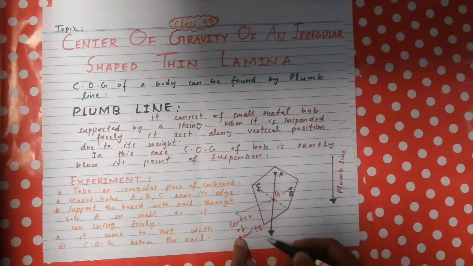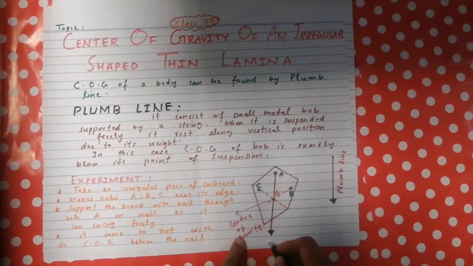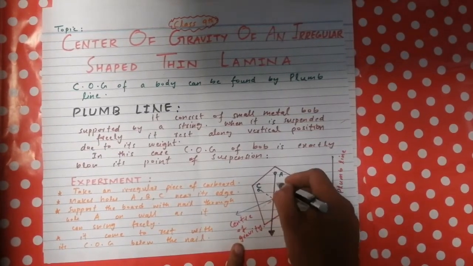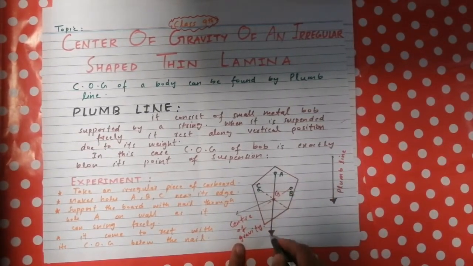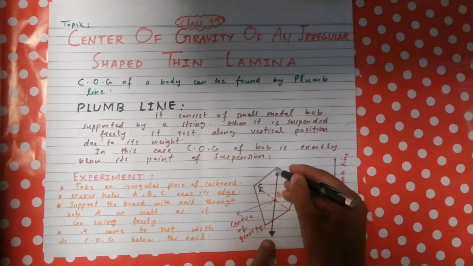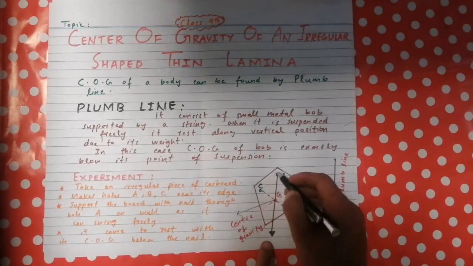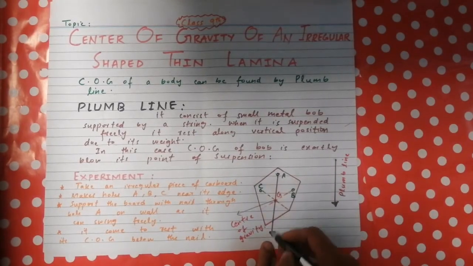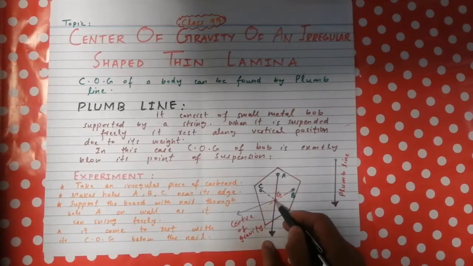After some vibrations, it comes to rest due to its weight acting downward. It comes to rest with its center of gravity below the nail. We mark this line on the cardboard with the help of a plumb line.